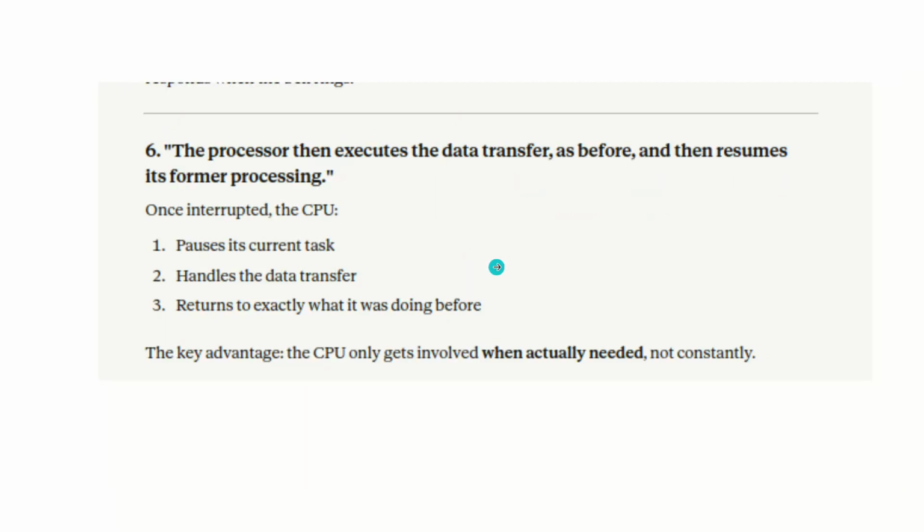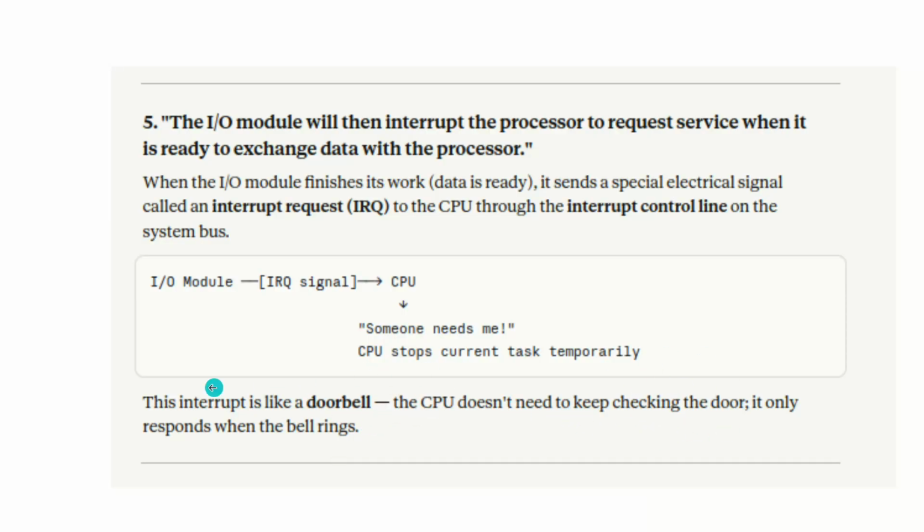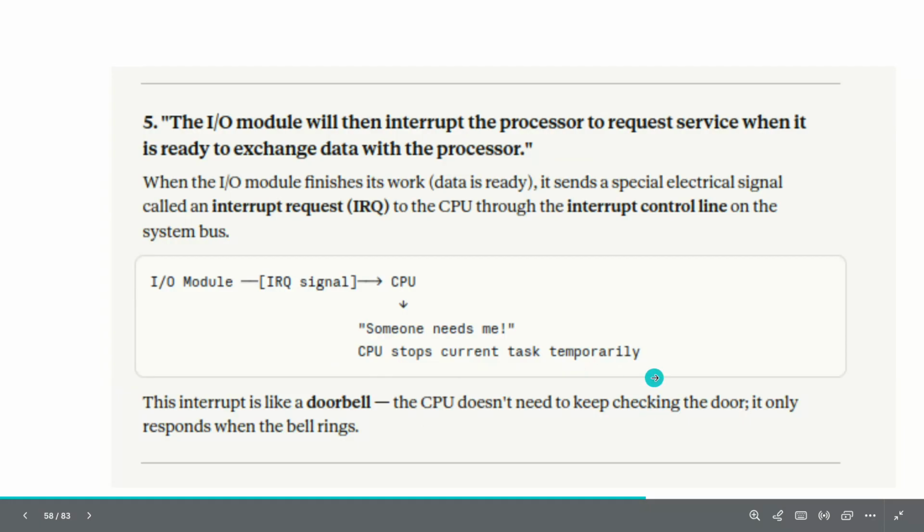So here it is like this: an interrupt would be like a doorbell. The CPU doesn't need to keep checking the door, right? When the doorbell rings, only then does it have to respond. It doesn't want to keep checking the door to see if someone has arrived or not.